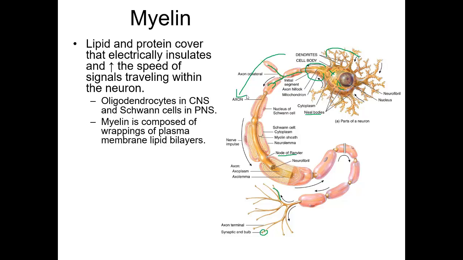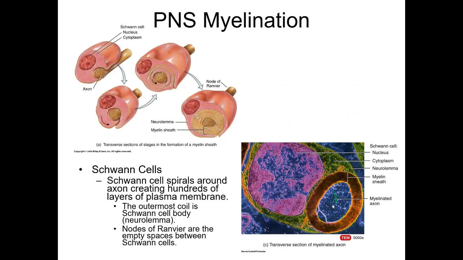Now here's a lovely transmission electron micrograph, a cross-section or transverse section. This blue substance here is an axon. This brown layer here is the myelin. This whole thing is a Schwann cell, so that tells you that this is from the peripheral nervous system and not the central nervous system. This is the nucleus of the Schwann cell, and this is the cytoplasm of the Schwann cell.